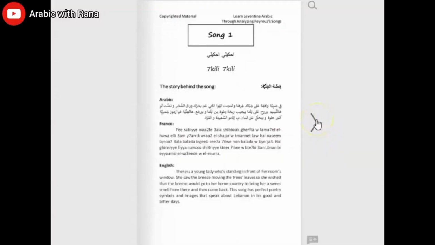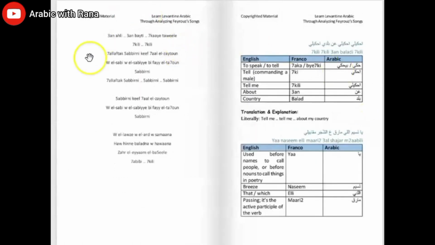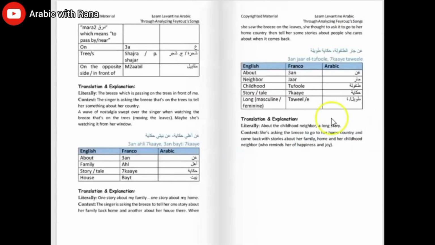As you can see, I write first the story behind the song in Arabic, in Franco-Arabic, and in English. Then I start with the lyrics in Arabic, Franco lyrics, and then afterwards I start with line by line literal and context translation, of course with the verbs, vocabulary, everything inside the song, and literal and context, of course.